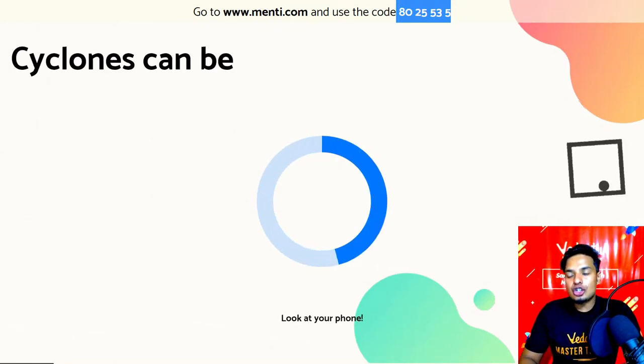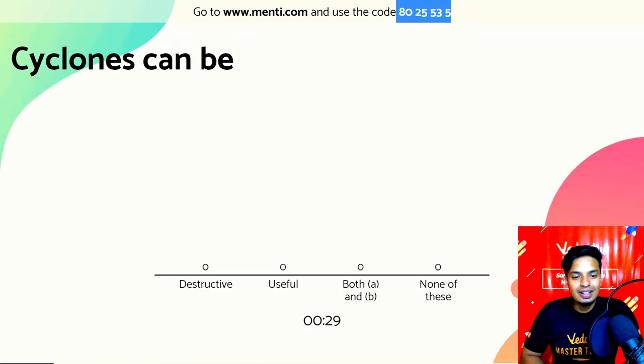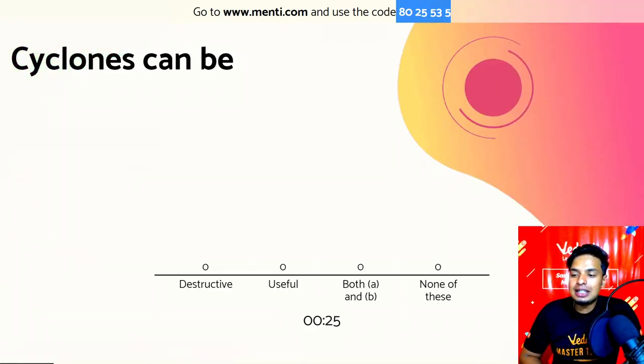Cyclones can be dash. Destructive, useful, both, none of this. Cyclones can be dash.